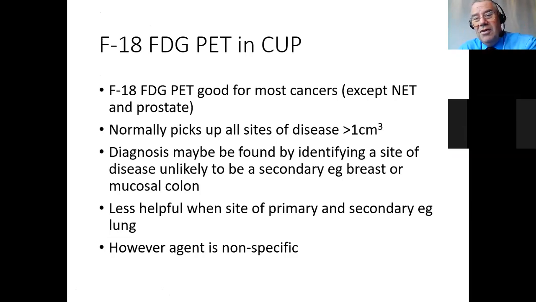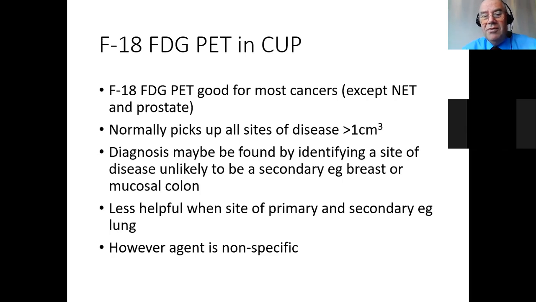The last bit I'm going to talk about for FDG this time, I'll talk a little bit more about it next year, is cancer of unknown primary. Now we know that FDG is pretty good at most cancers except for neuroendocrines and prostate and maybe a little bit of HCC. And if the tumor is more than about a cubic centimeter, we will pick it up.